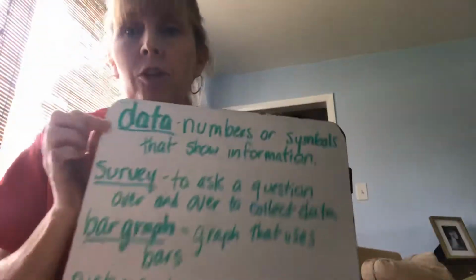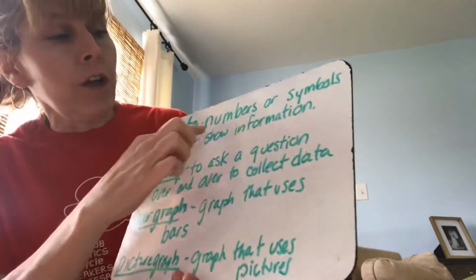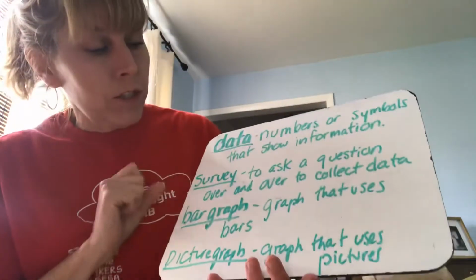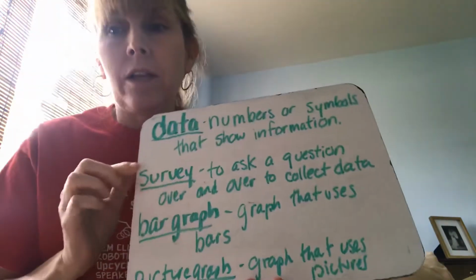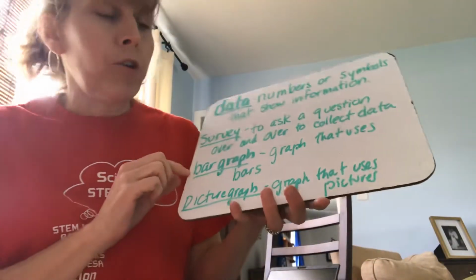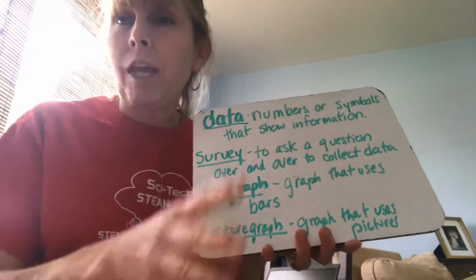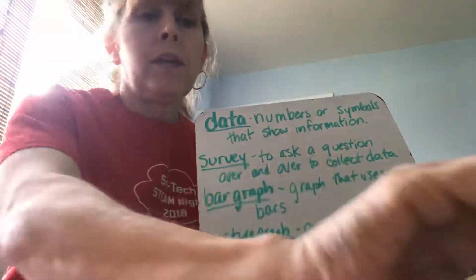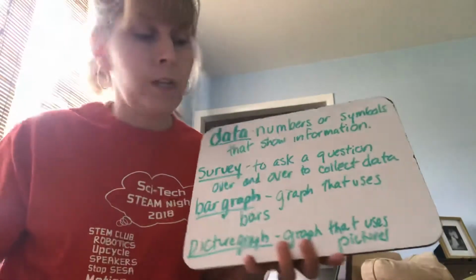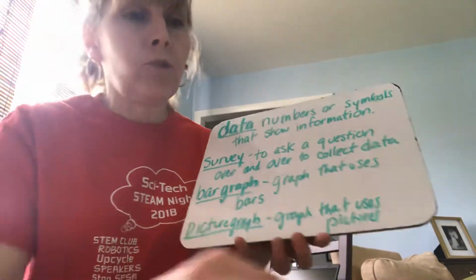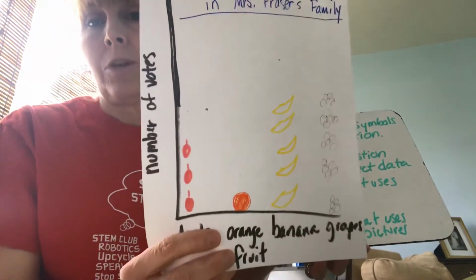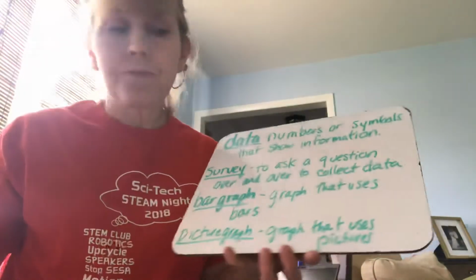So our vocabulary words that I want to review: data are numbers or symbols that show information. Survey is when you ask a question to collect data. We've taken a couple surveys already in our unit. A bar graph is like our name graph in the classroom. It has bars. It looks like this. The bars show data. And a picture graph is a graph that uses pictures. And that's like our birthday graph. And here's a picture graph that I made on Monday.